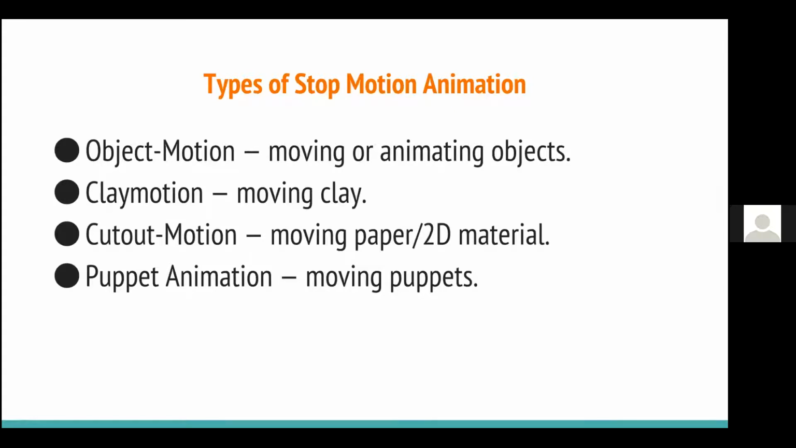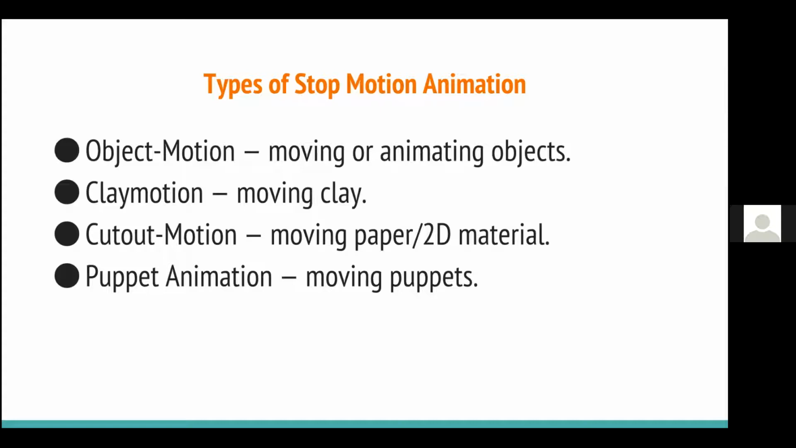What are the various types of stop motion animation? Object motion. We can create animation in objects. Clay motion. Kheti Ki Shuruat is an example of clay motion animation. We have created these puppets by using clay, so we can say it is puppet animation also, because they are prepared with clay. So we can call it clay motion. We can use clay to create animation.